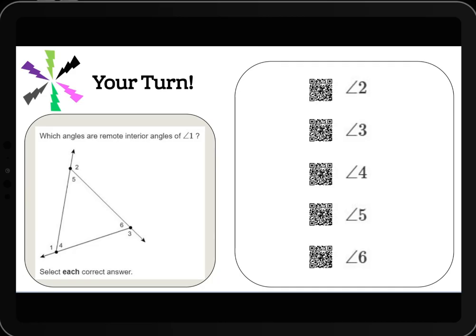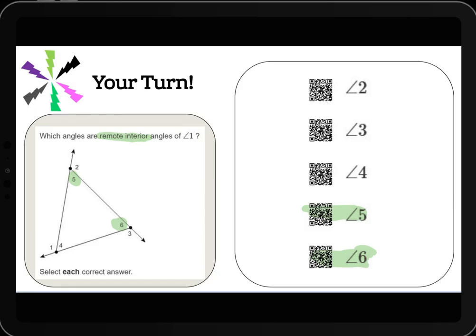So take a moment, pause, and see if you can come up with which angles are remote interior to angle 1. So you should have selected 5 and 6, because they have to be interior, number 1, so they have to be only angles 4, 5, or 6. And then 5 and 6 are the ones that are remote interior because they're not touching angle 1. They're not sharing a side with it. They're not sharing a vertex with it. So they're not adjacent to it the way that 4 is. So angle 5 and 6 are remote interior to angle 1 specifically.